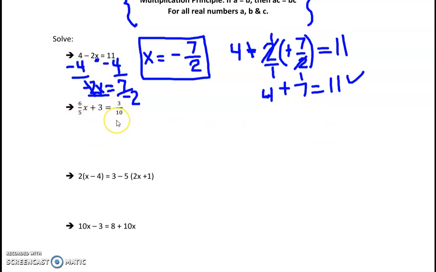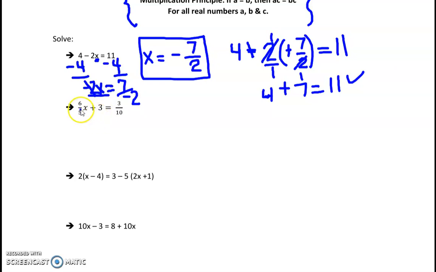Okay, so let's look at the next one. The next one is similar, except it has fractions. So we could go through the exact same steps that we did before. We can subtract the 3 and then divide by 6/5. But notice when we subtract the 3 from 3/5, that's going to get a little messy. Dividing by 6/5 is kind of messy, but you can certainly do that.